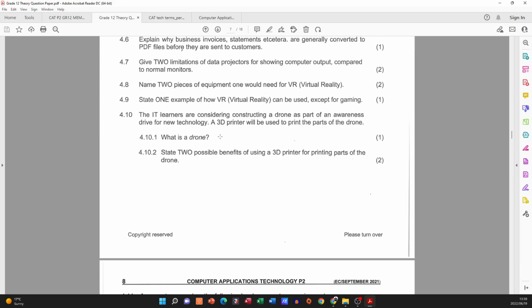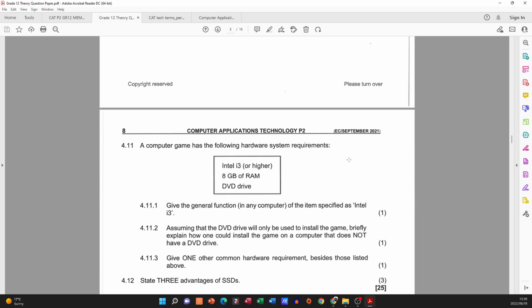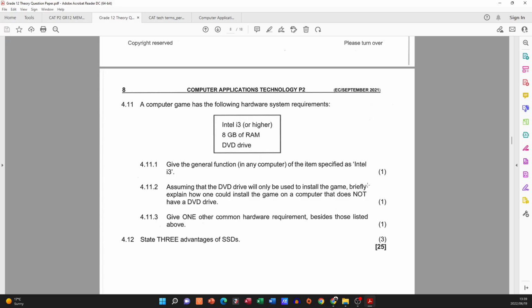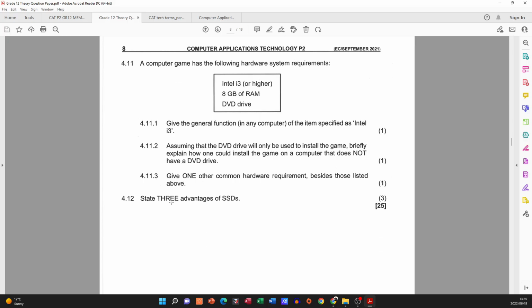Okay. Here, this was a nice question on drones. So for 1 mark, you had to define what a drone is, and state 2 possible benefits. So you've got to go back to the scenario. What is the scenario? It's talking about the drone and the person using the 3D printer to print parts. So based on that, what are the benefits of using the 3D printer to print parts for your drone? Also, here we go. Specs of the PC. Please, for the specs of the PC, you must know the difference between your hard drive and your SSD. You need to know those differences.